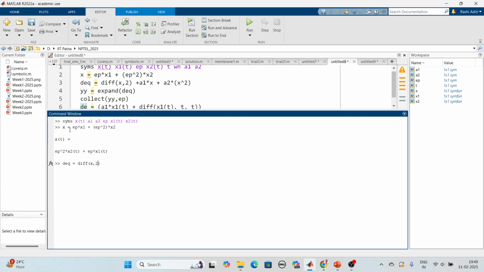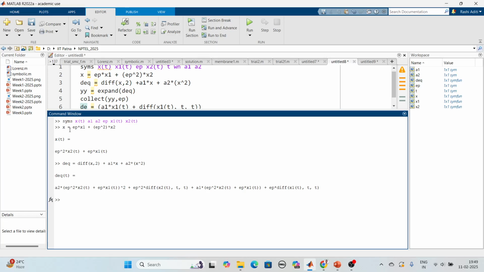So DIFF x comma 2 plus a1 into x, and we have a2 into x square. See, we anyways got the solution in terms of x1 and x2.